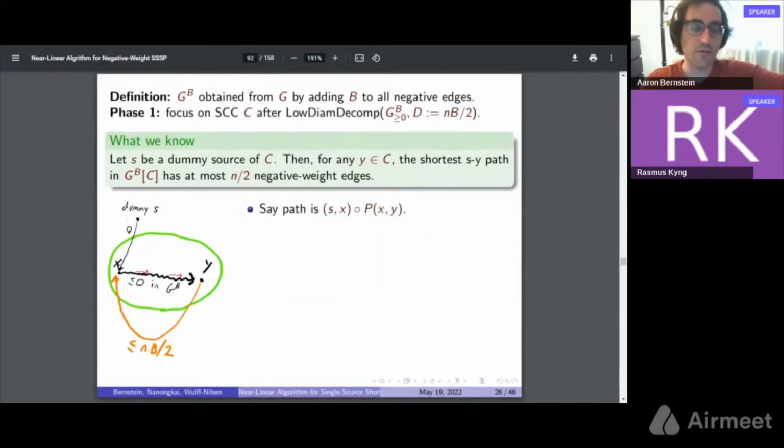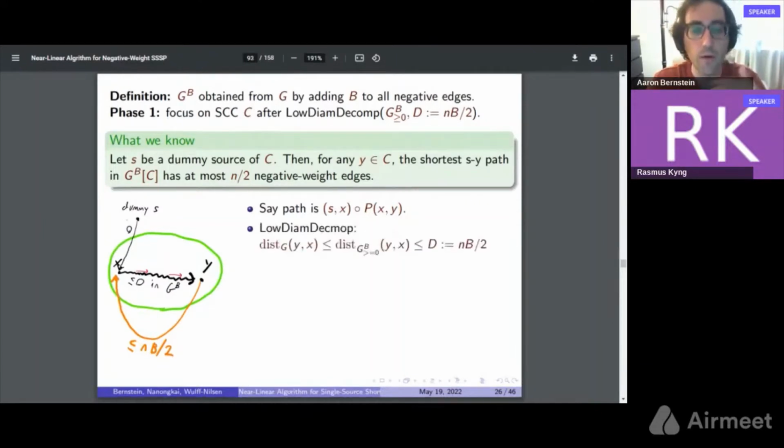Okay, so first off, the path from S to Y, right? S is a dummy source, so the first thing it does is go to some vertex in the graph, and then just takes a path in the graph. So it's always like you go to some vertex X, and then you take the path from X to Y. So let's think about this path from X to Y. What do we know? Well, one thing we know is that the path from Y to X, this orange path, has length at most D.